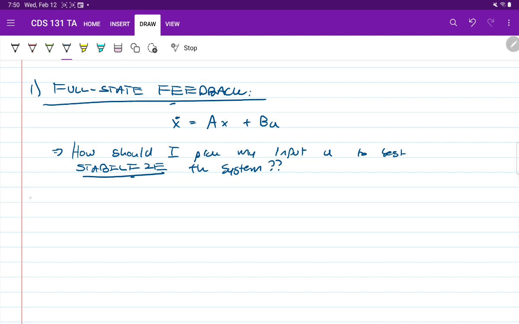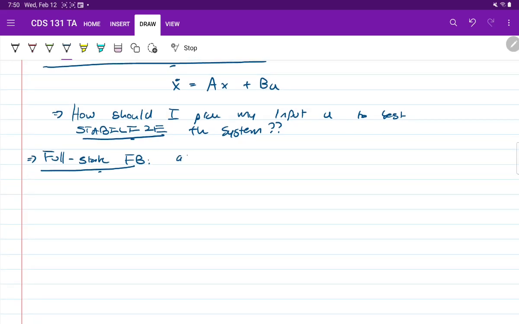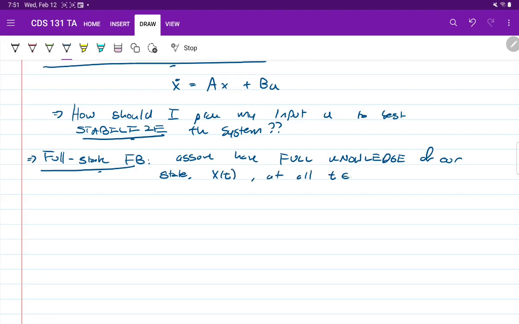So what am I going to do? Well, in the case of full state feedback, I have a couple of assumptions that kind of make this problem nice. So we assume we have full knowledge of our state, x of t, at all t in R, or at least t greater than or equal to 0. Okay? So we assume that we always know our full state of our system.